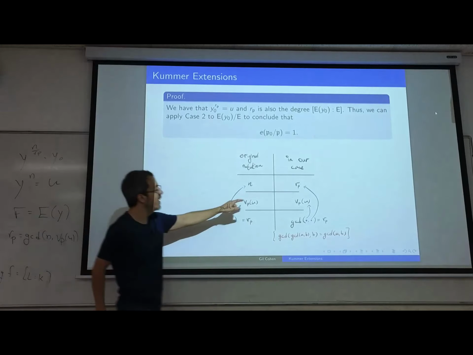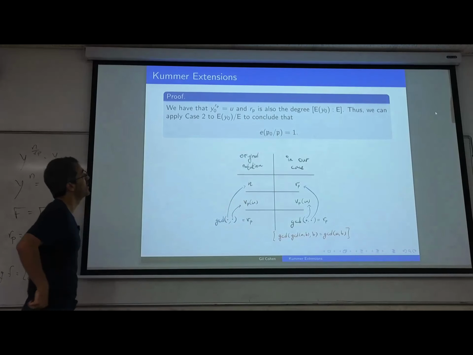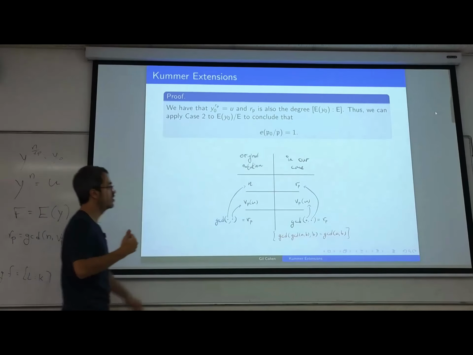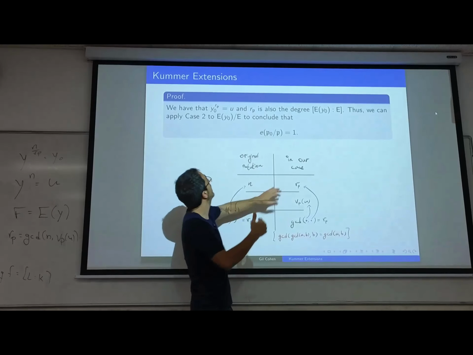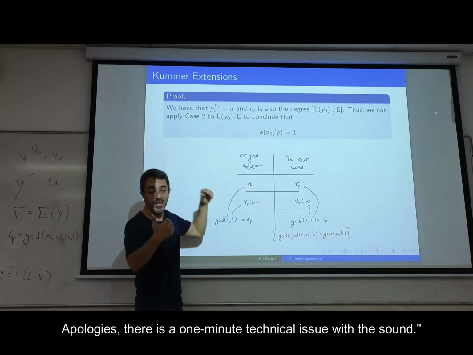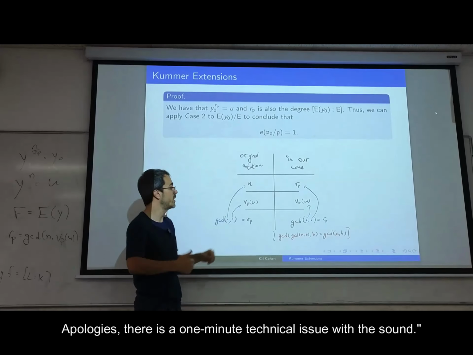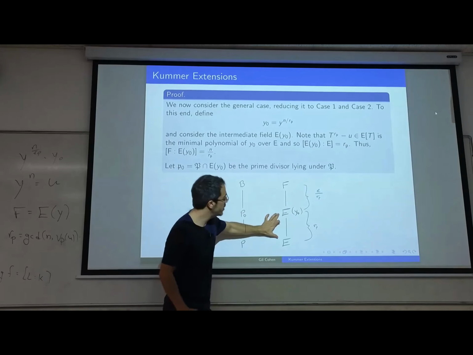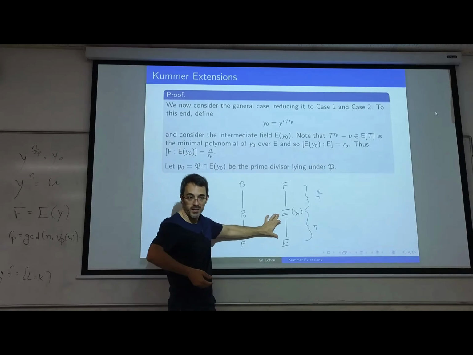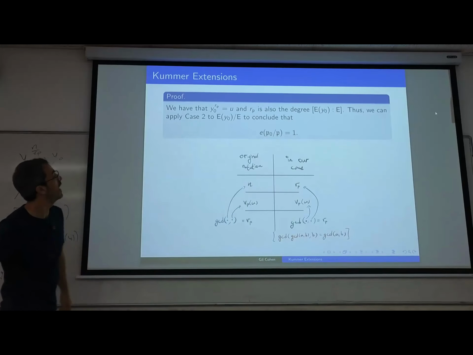So anyhow, what I'm saying is that the degree extension is actually this GCD. That's the second case. Other case. Okay, so that's just a recap.